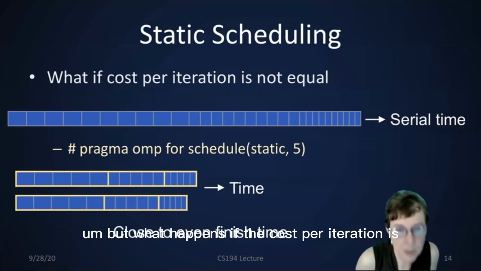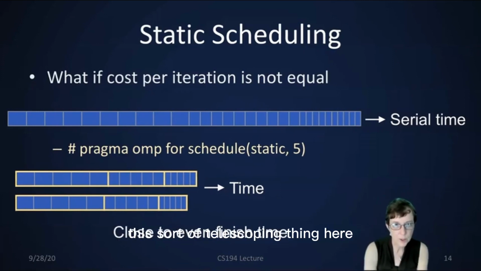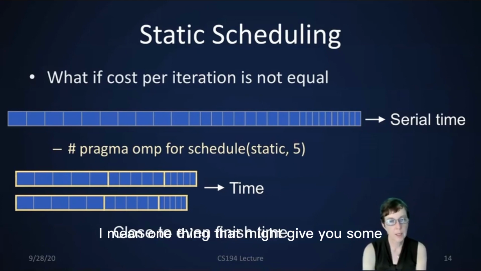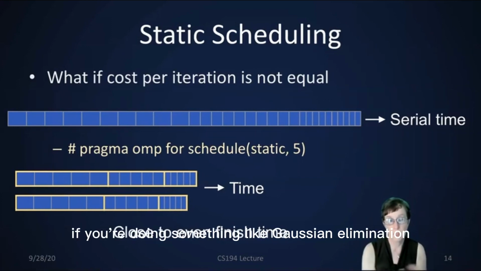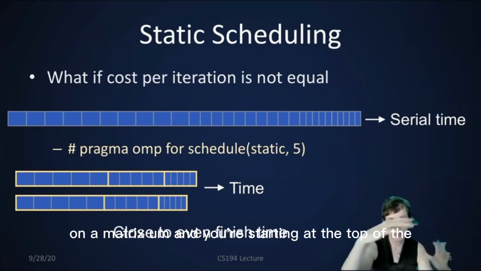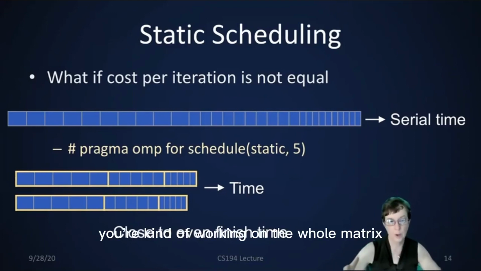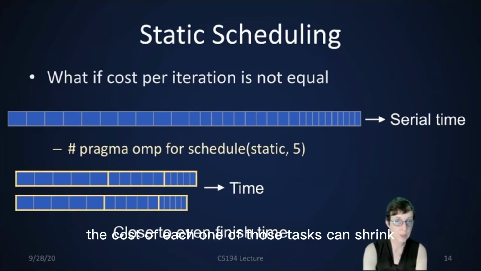Okay, but what happens if the cost per iteration is not equal? This looks like a sort of telescoping thing, maybe the opposite of a telescope, going out the other direction. The tasks start out being really expensive, and later towards the end, they get cheaper and cheaper. This is not unusual. One thing that might give you something like this could be a tree of some kind where you've got fairly heavyweight tasks at the top. If you're doing something like Gaussian elimination on a matrix, starting at the upper left of the matrix, as you work through it, the piece of the matrix you're working on shrinks, and so the cost of each one of those tasks can shrink over time.